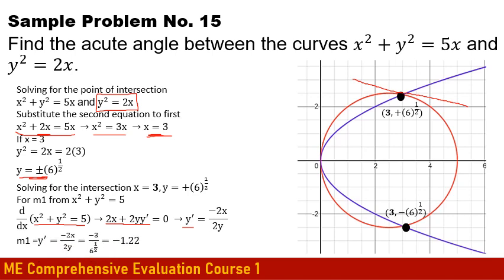So that our m1 is equal to y prime, because it's equal to the slope of the tangent. So the m1 or the y prime is equal to negative 2x over 2y, where our x is the x of this point, which is equal to 3, and the y is the value y of this coordinate. So that is equal to 6 to the power of 1/2. So the slope of the tangent line for the circle at the upper intersection is negative 1.22. So that's the value of m1.